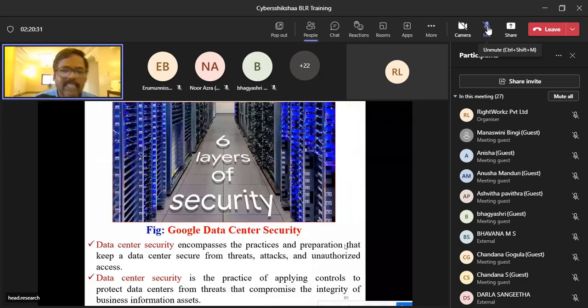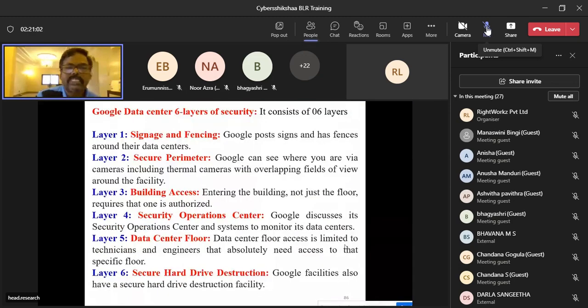See, there are 6 layers of security in the Google data center. Data center security encompasses the practices and preparation that keep a data center secure from threats, attacks, and unauthorized access. It is the practice of applying controls to protect the data and information in the data center from threats that compromise the integrity of business information assets. These are the Google data center 6-layer security. It consists of 6 layers.